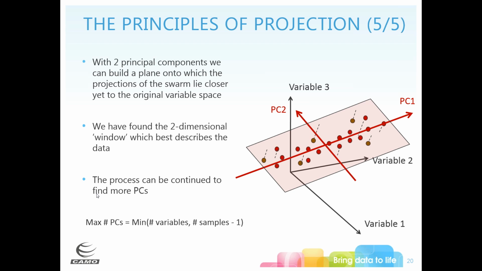Now, the maximum number of PCs that you'll have is either the minimum of the number of variables, so you cannot have more PCs than there are variables, or the number of samples minus 1. So if you have 30 samples and 400 variables, you can have no more than 30 principal components. If you have 3,000 samples and 40 variables, you're going to have no more than 40 PCs. We rarely get to this point, though. You want to use as few PCs as possible to understand your data.